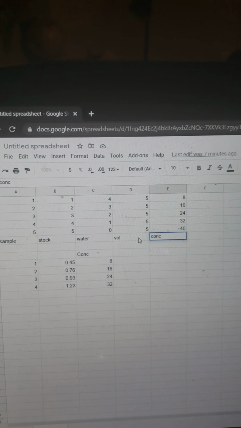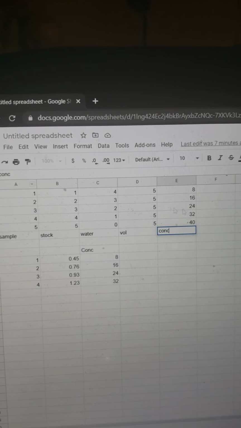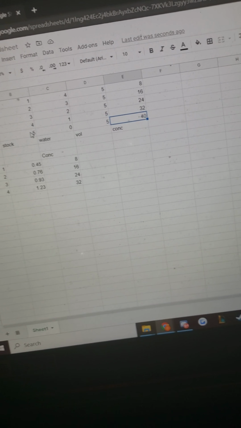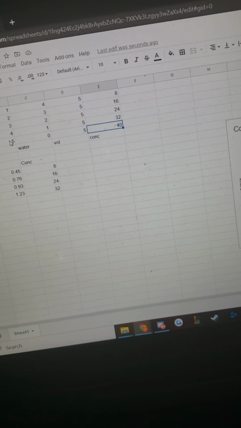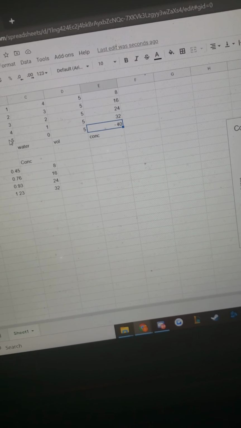And that is shown on this data set from here to here. And we calculate the concentration by taking the 40 and then multiplying it by the milliliters of, or the volume of stock in the ratio of the samples, and then dividing that by the volume of the 40 concentration, which would be 5.